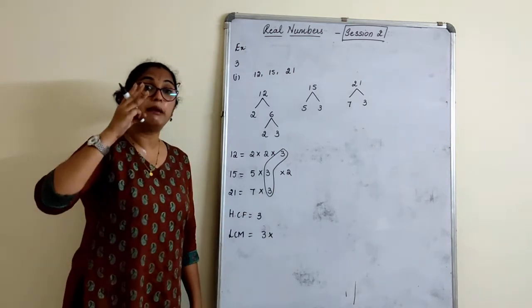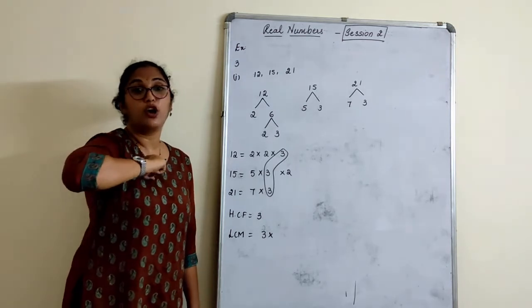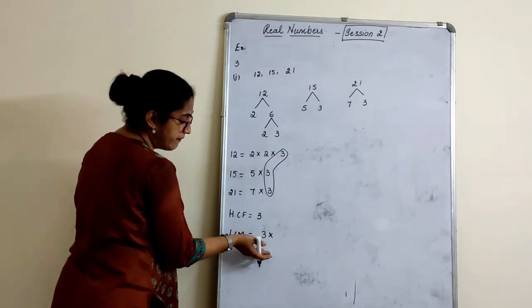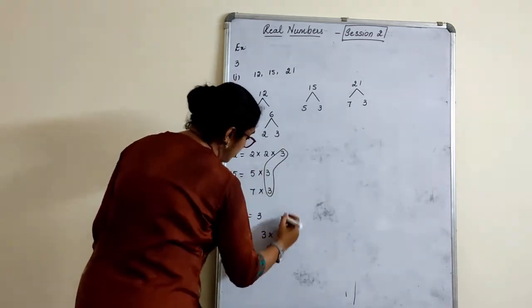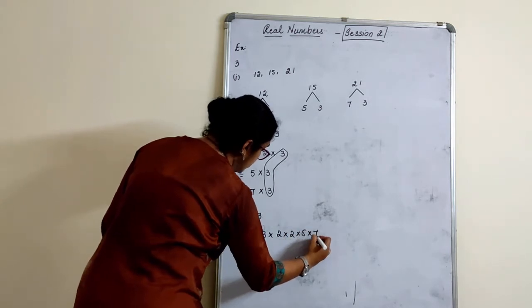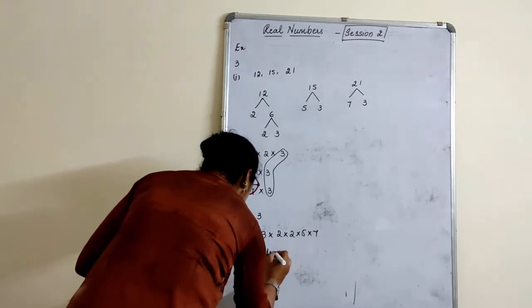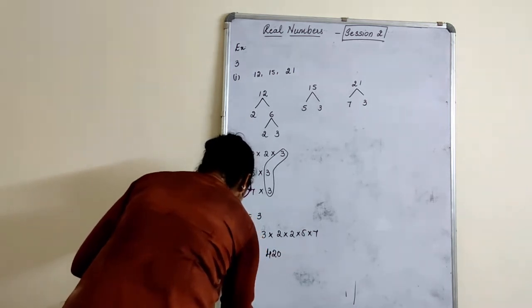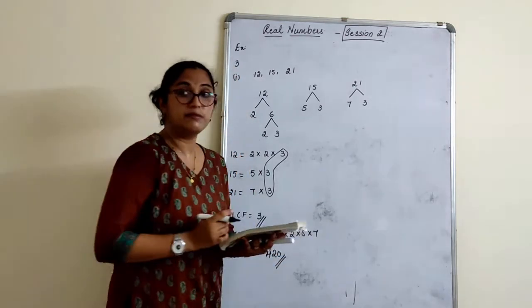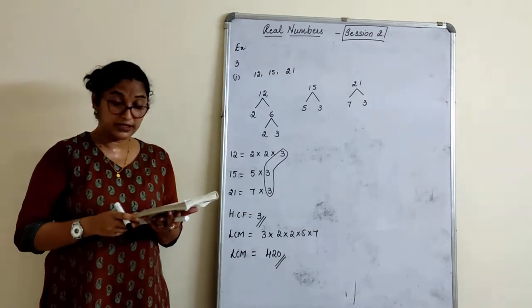First see that common between all three. Then see that common between 2. Then write all the remaining numbers. Okay. So there is no other thing which is common. So what are the remaining numbers? 2 into 2 into 5 into 7. So when you multiply this, you get 420. That's all. HCF is 3, LCM is 420. That's the answer. So we are done with that.